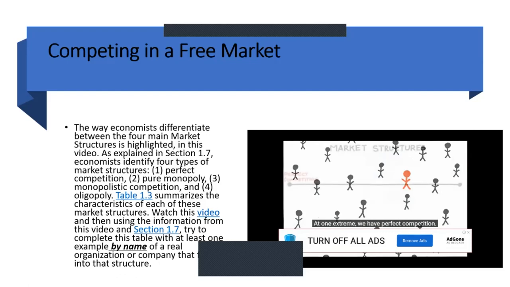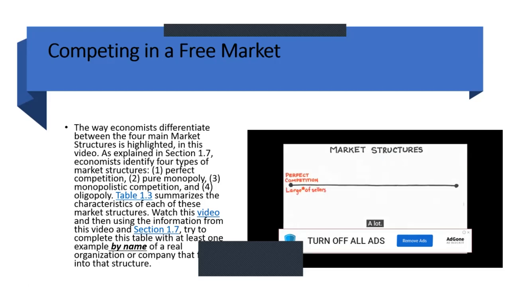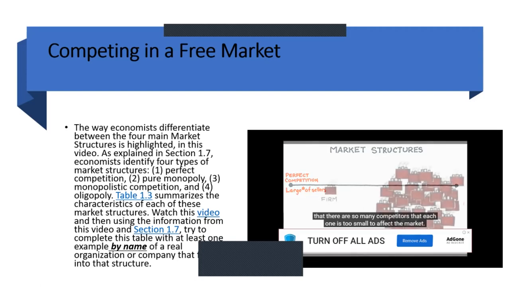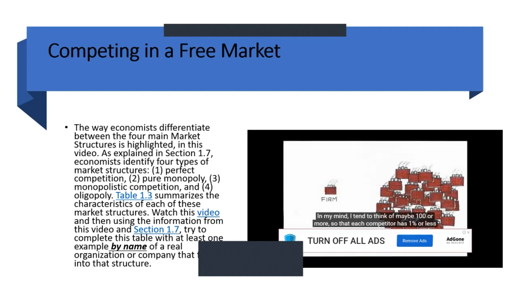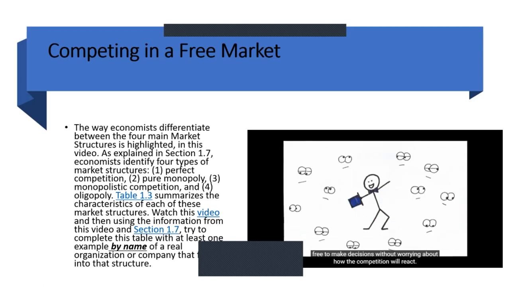Let's take a look. At one extreme, we have perfect competition. Well, if it's competitive, how many producers are we talking about? A lot. How many is a lot or a large number? Economists aren't really specific about this, but a large number of producers means that there are so many competitors that each one is too small to affect the market. In my mind, I tend to think of maybe 100 or more, so that each competitor has 1% or less of the market. Since nothing you do affects the market, no one really cares what you do, and you're free to make decisions without worrying about how the competition will react.